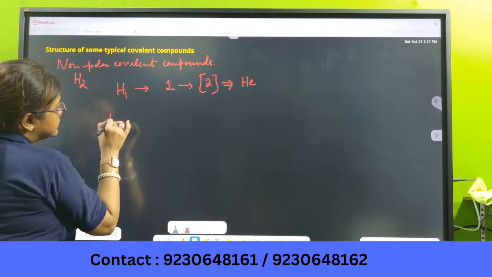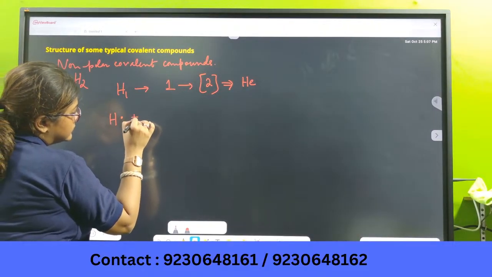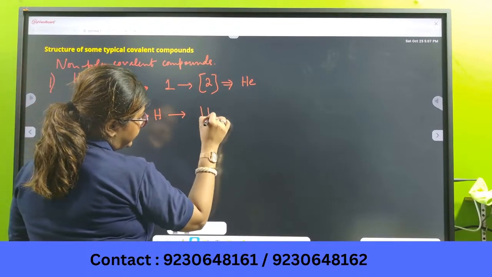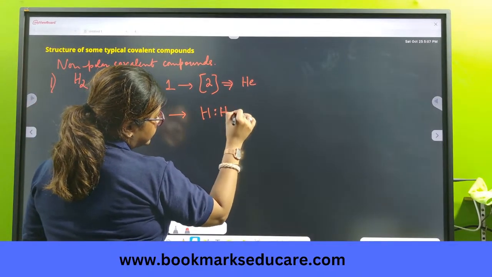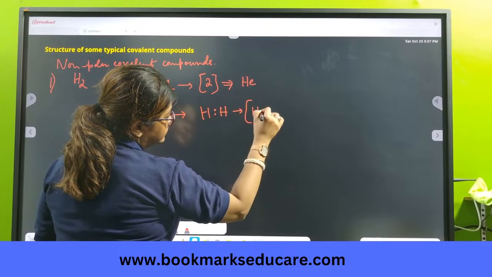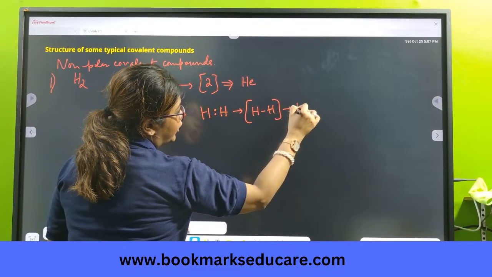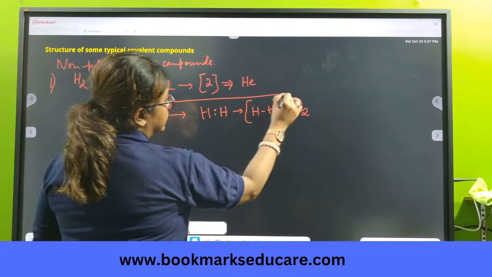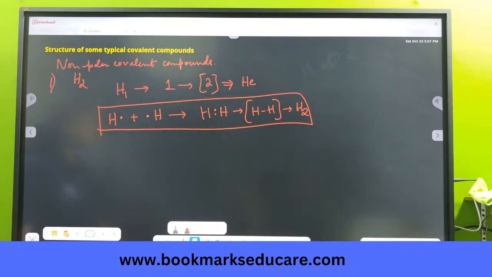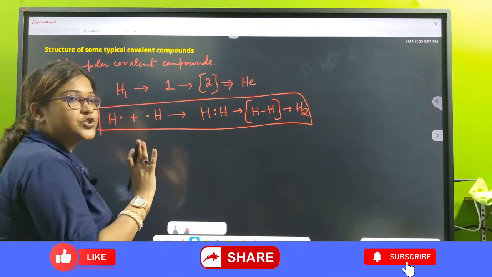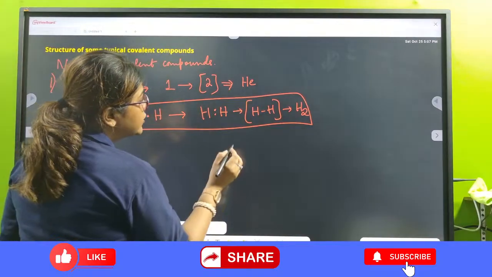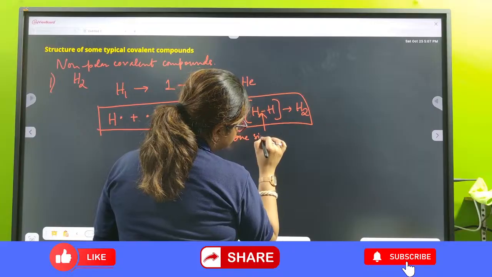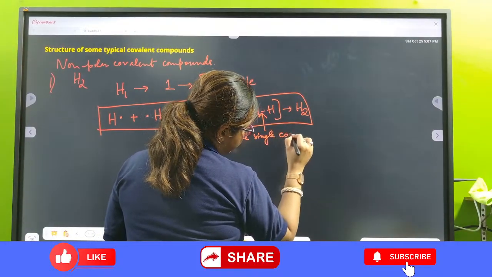So here they will combine or share their electrons to form the hydrogen molecule, right? So this is the Lewis dot structure of the hydrogen molecule, right? And if you see here, you have one single covalent bond.